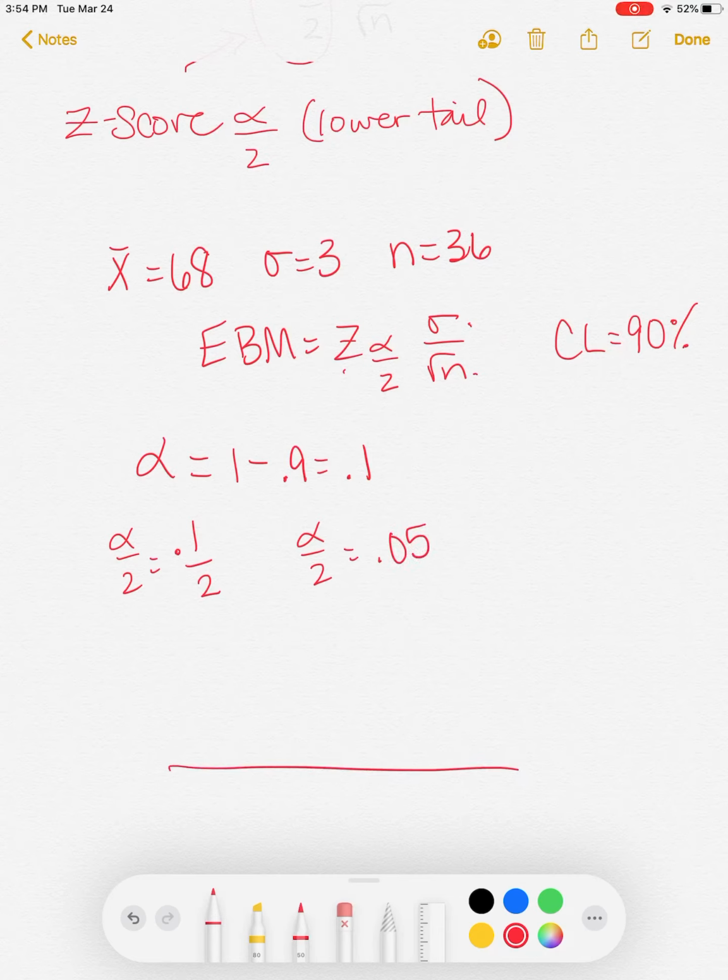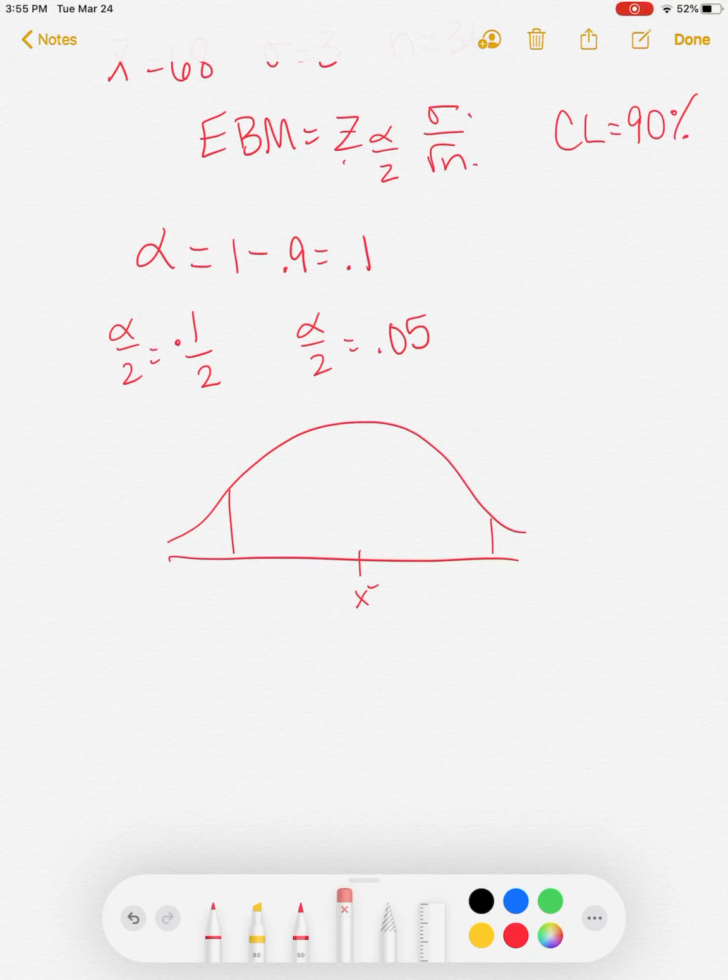So if we're looking at that picture, again, same picture as before, this is our alpha over 2, and this is our alpha over 2. That's the z-score of alpha over 2. The area under the curve, honestly, is what's the alpha.